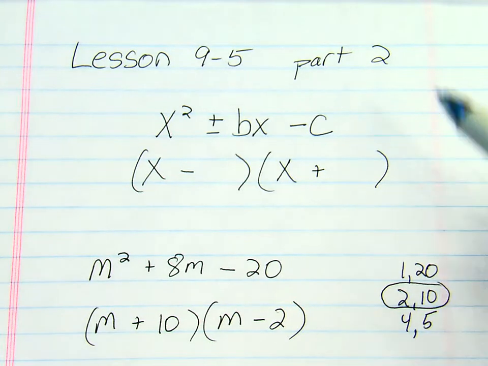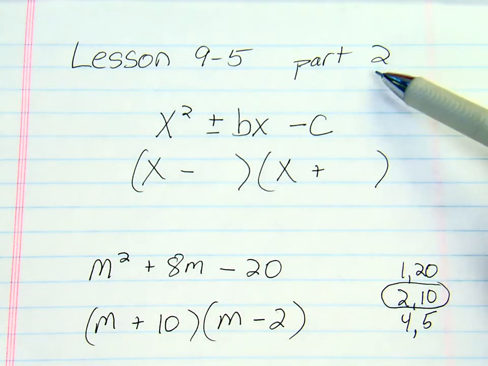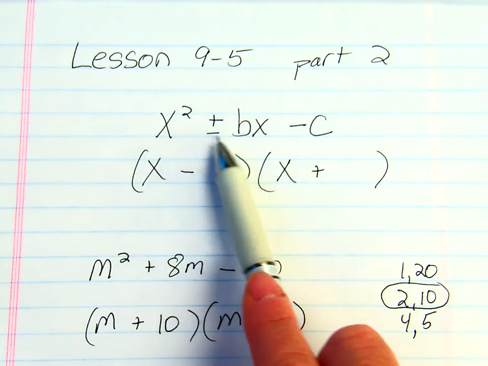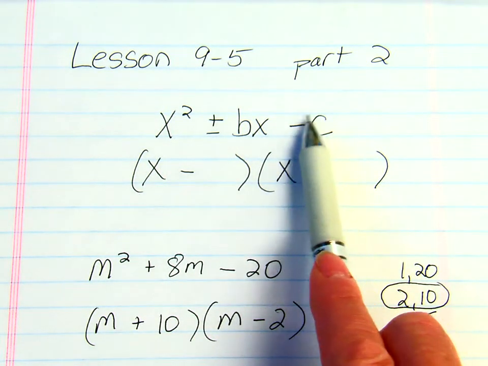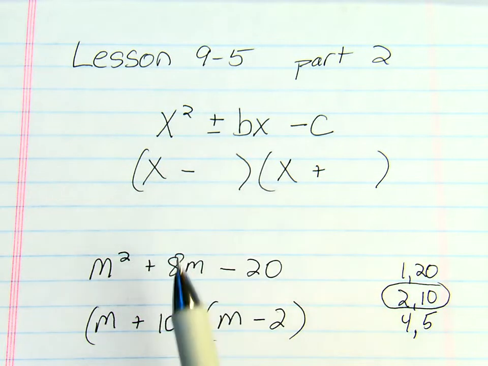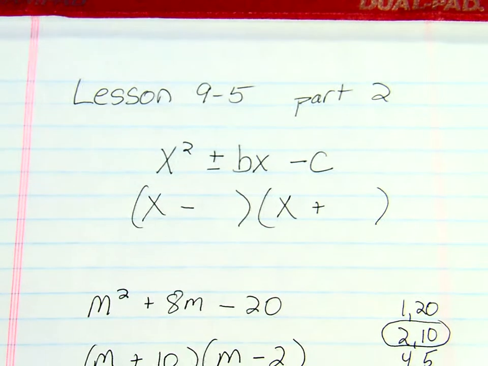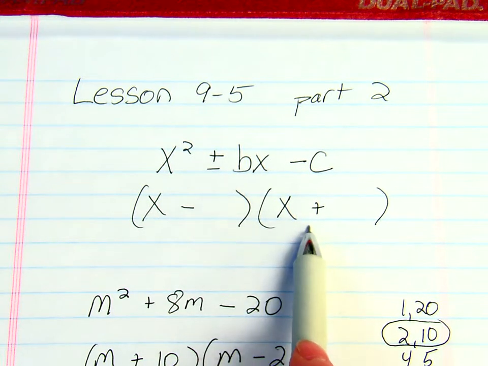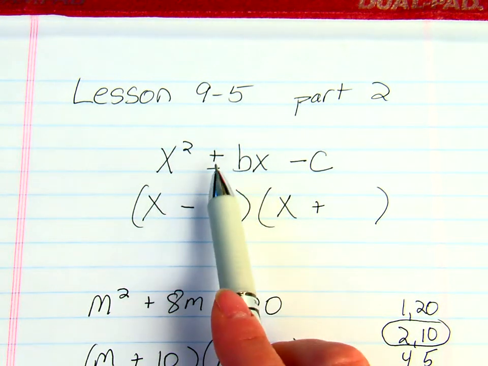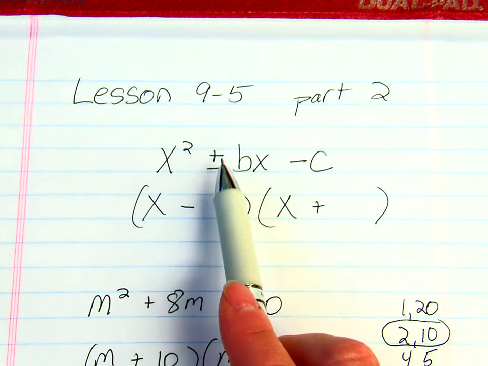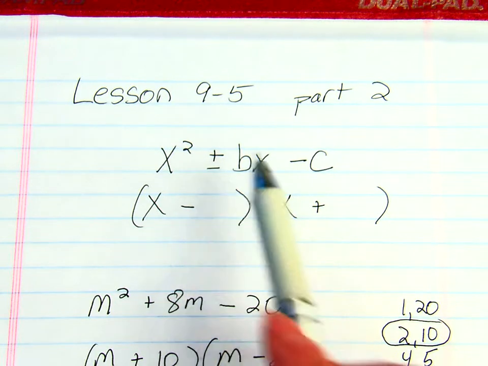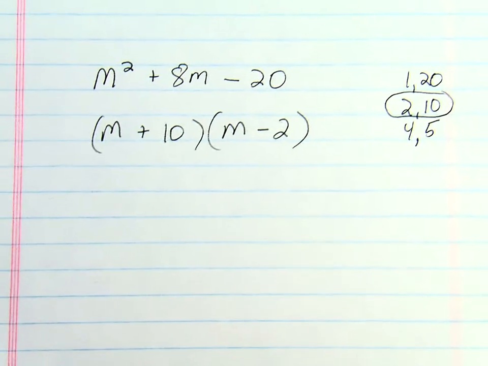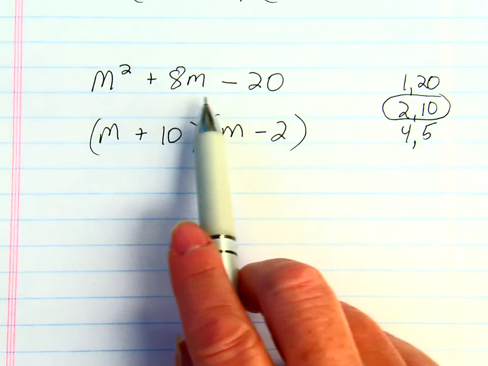So here we are with part two, and what we're looking at in part two is this idea of having a negative c. So in our parentheses, one is going to be negative and one is going to be positive. Depending on how we put those together, we'll determine whether b is positive or negative. And we are working with this problem, which is m squared plus 8m minus 20.